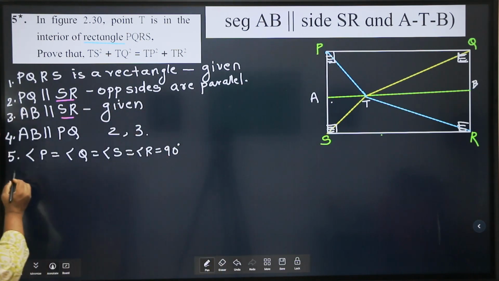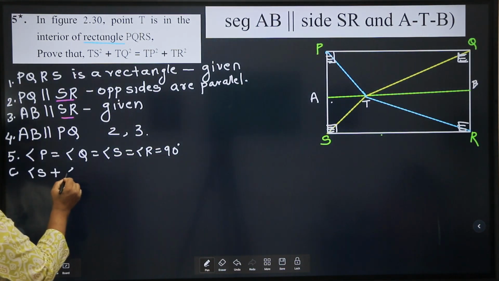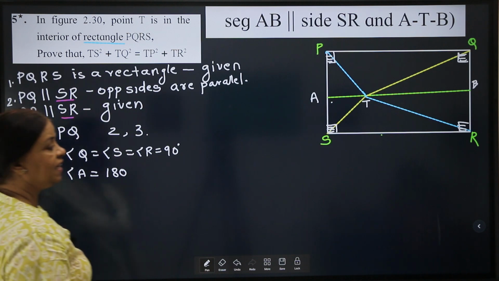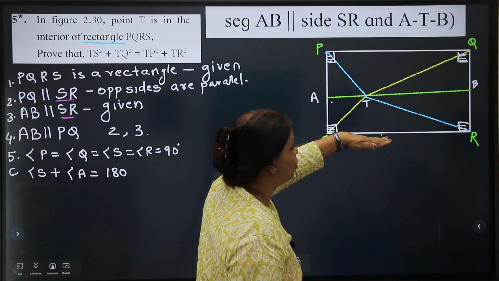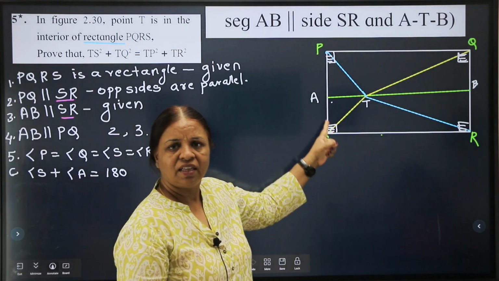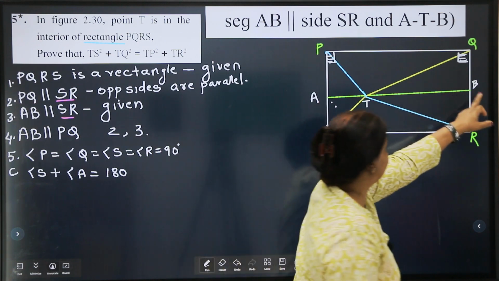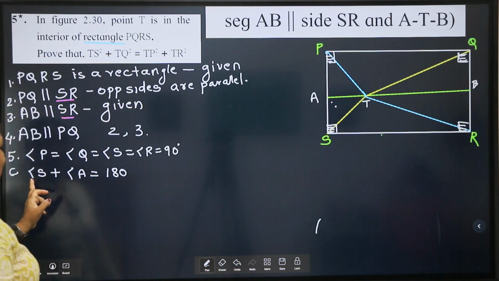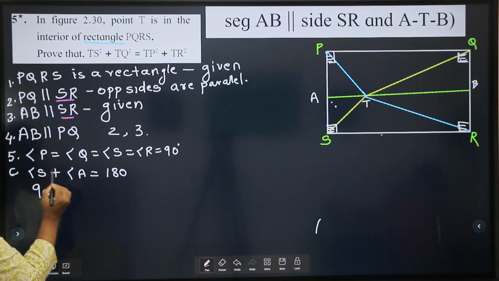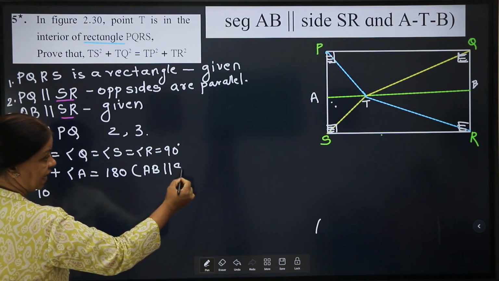So I can say in sixth point, angle S plus angle A is going to be 180 degree. Why it is going to be 180 degree? Because this line is parallel to this line. If the lines are parallel and one of the angle is 90 degree, then definitely other angle will be 90 degree. So this comes out to be a rectangle. So if angle S is 90 degree, why can I take angle S plus angle A is 180 degree? Because AB is parallel to SR.